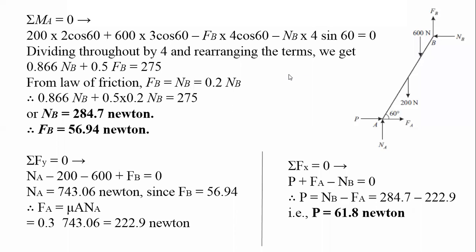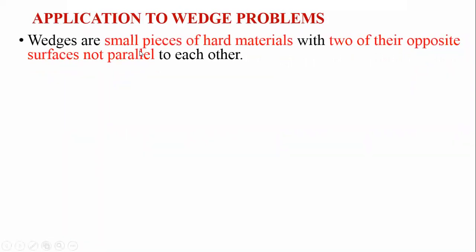Now let us proceed to another type of problem in the applications of friction in engineering, that is the wedge problem. Now what is meant by a wedge? Let us see the application to wedge problems. A wedge is a very small piece of hard material with two opposite surfaces that are not parallel to each other.